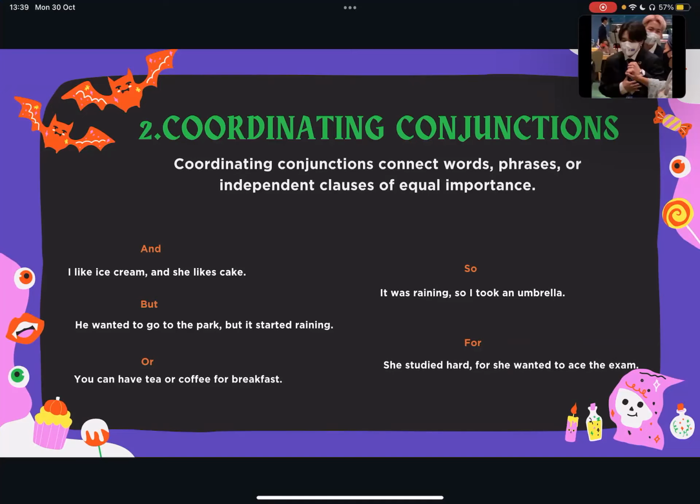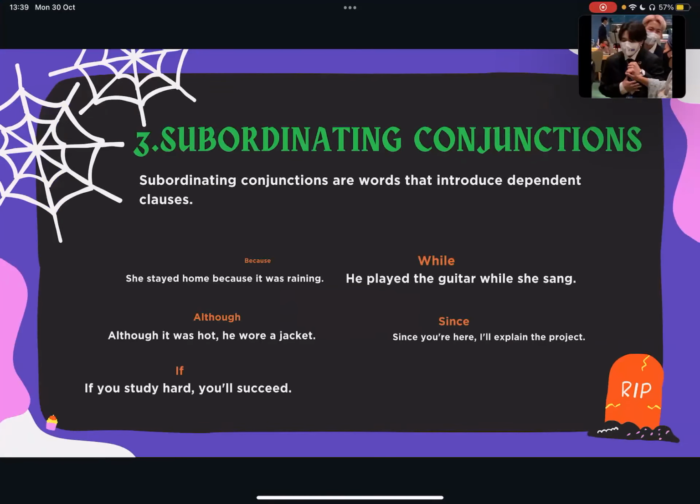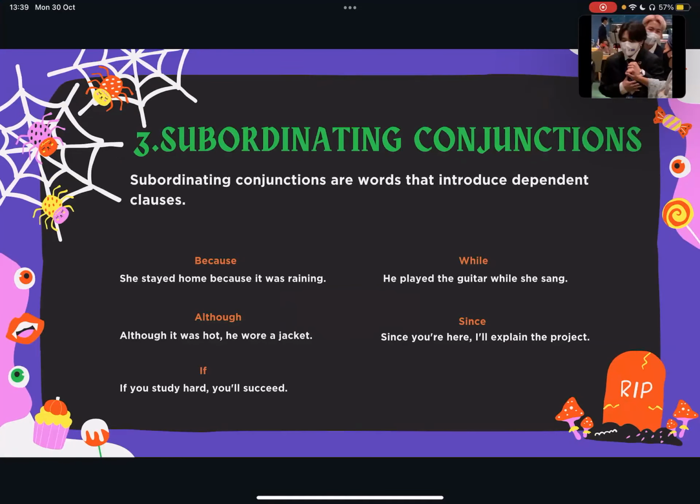So: shows a cause and effect relationship. For example, it was raining, so I took an umbrella. For: explains a reason or provides an explanation. For example, she studied hard, for she wanted to ace the exam. And the last one is subordinating conjunctions.